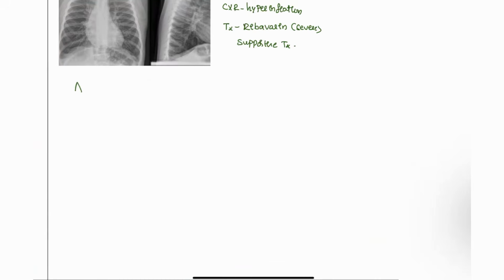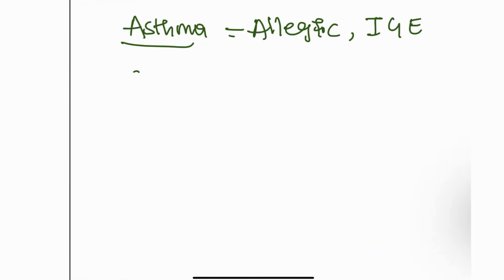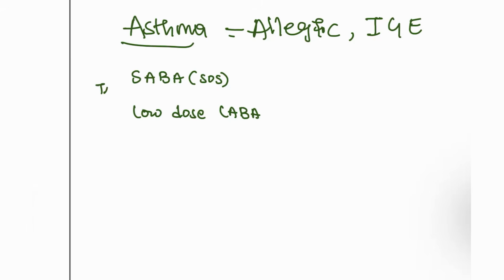So usually patients with childhood asthma are mostly associated with the allergic type, and this is also the IgE type. Okay, IgE eosinophil types. For this patient, immediately you have to give the SABA as per the SOS. But if they need therapy, then it is a low dose of LABA along with inhaled corticosteroids. Okay, this is the controller inhaler that you have to give for this treatment.